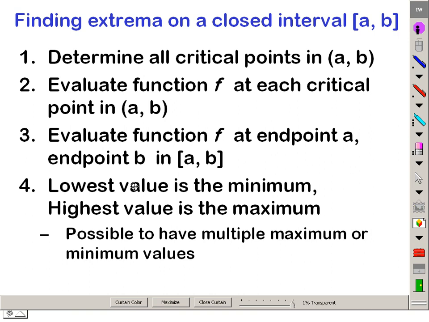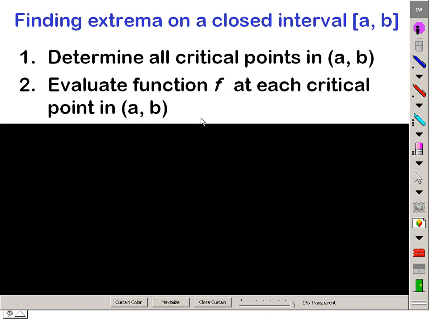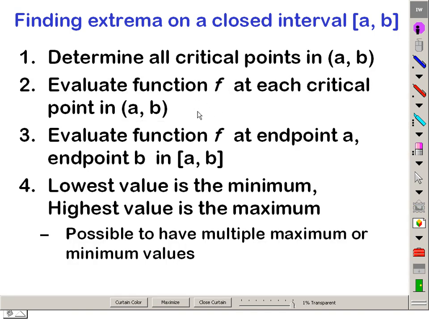So what you're going to do is take the derivative of your function and see where it equals 0 and see where it does not exist. And again, for the does-not-exist parts, if you're looking at a rational function, that's the bottom. If you're looking at a trig function like tangent, you can have some vertical asymptotes, and there are some other functions like that as well. Next, you're going to evaluate the function f at each critical point in AB.